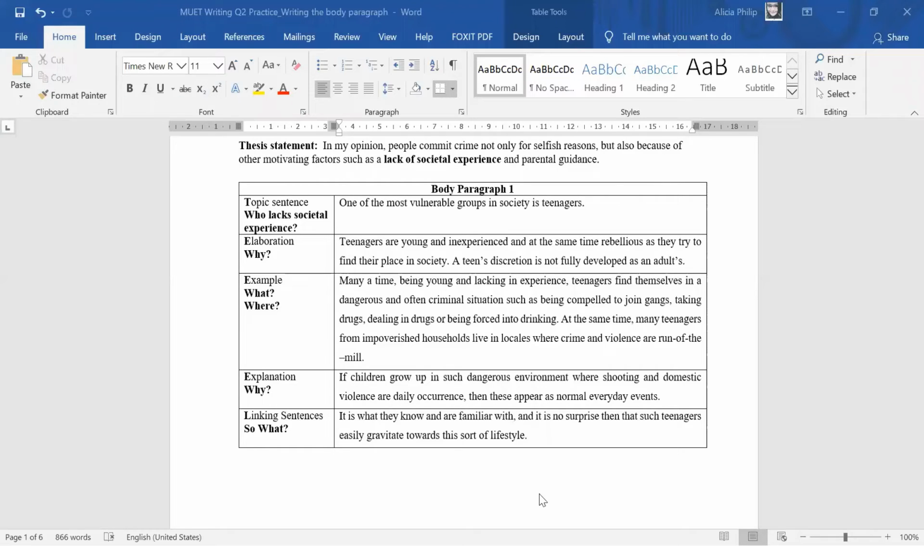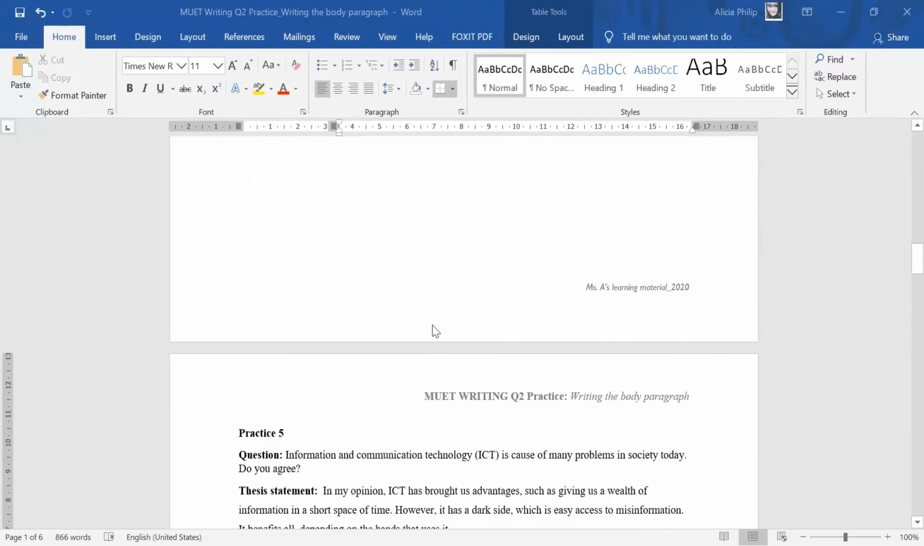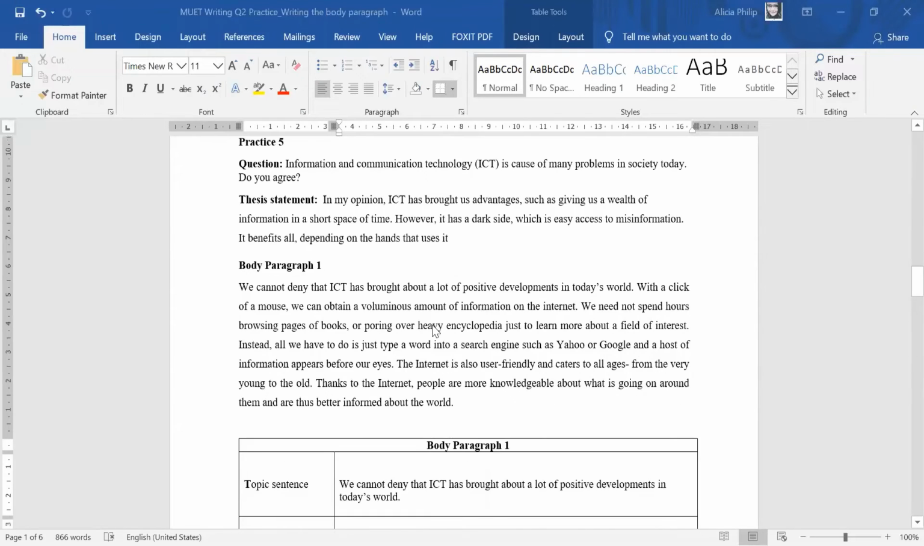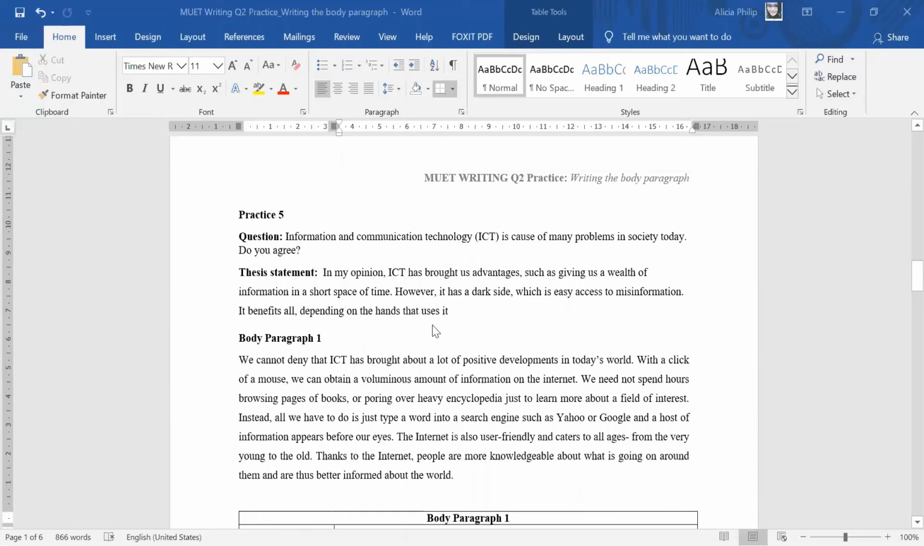Now, what I want you to do is scroll down to practice. Practice 5. You have a thesis statement and you have a body paragraph. What you need to do is identify these parts and fill up the table that I've given you below. What is the topic sentence here? What is the elaboration, example, explanation, and linking sentences?